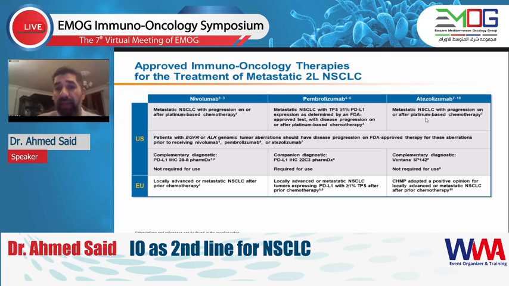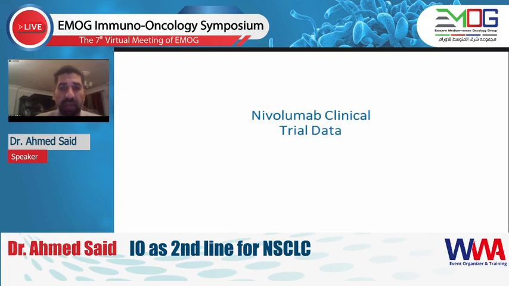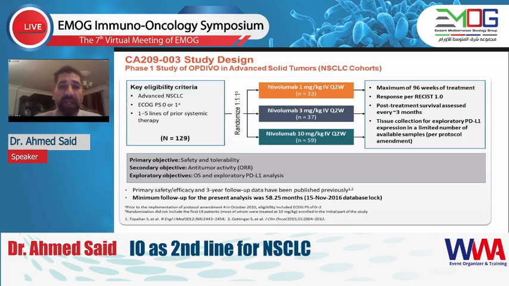And lately, atezolizumab for metastatic non-small cell lung cancer with progression on or after platinum-based chemotherapy in the United States, also for EGFR or ALK positive patients after receiving FDA-approved therapy and progression on it. Here the complementary diagnostic is Ventana, but it is also not required for the second-line setting, as it can be given to all comers. It is also approved in Europe for locally advanced or metastatic non-small cell lung cancer after prior chemotherapy.